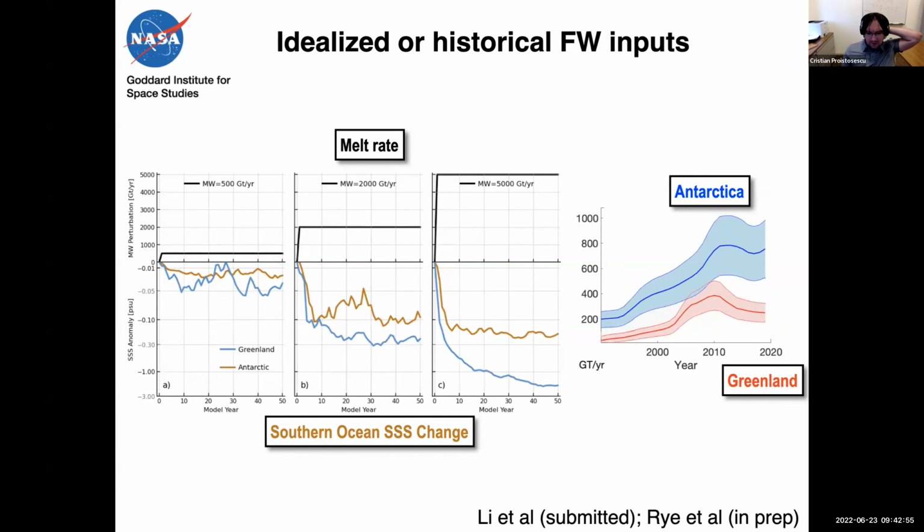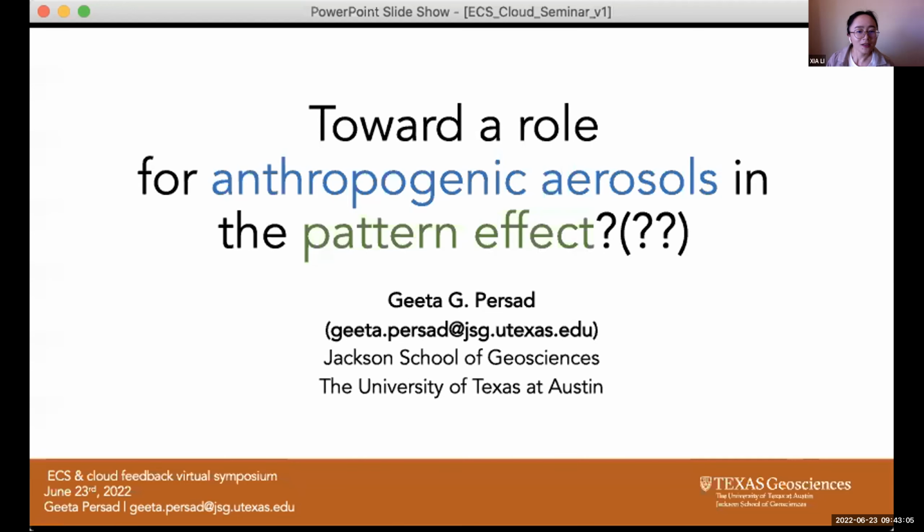Okay, thank you. In the interest of time, we should move on to our last talk. But thanks again, Gavin. Yeah, great. So our last speaker today is Geeta Persad from University of Texas. And I believe she is going to tell us a story about the role of anthropogenic aerosols in the pattern effect.